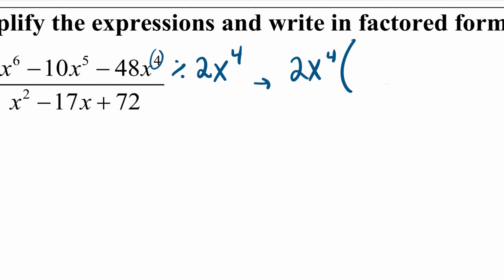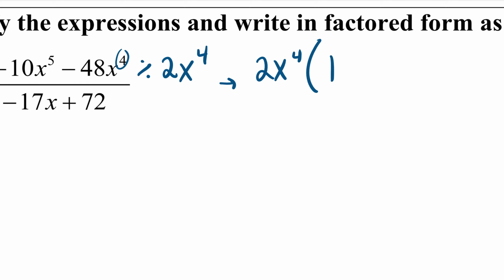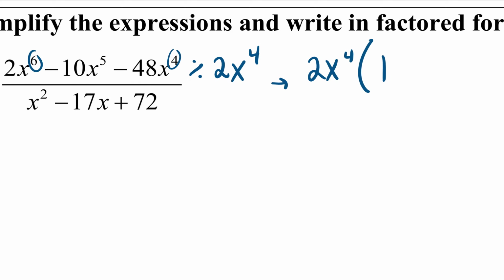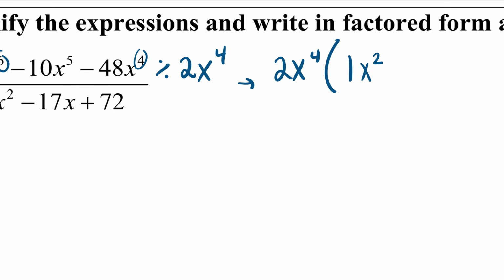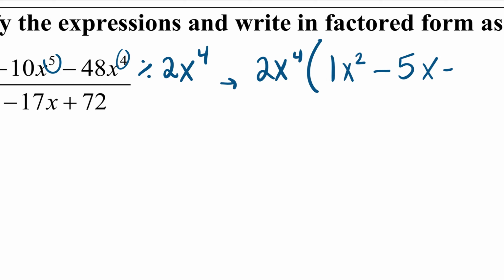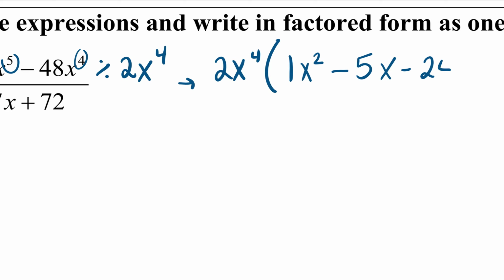So 2 divided by 2 gives me 1. I have 6 x's here. I take 4 out. That gives me x squared. Okay, that's what I want in the front. Okay, then I have minus 10 divided by 2 is 5. I have 5 x's here. I take 4 away. That gives me 1. And then minus 48 divided by 2 is 24. And I had 4 x's, but I took 4 out, so that's it.